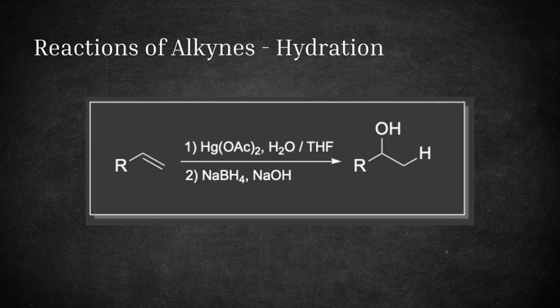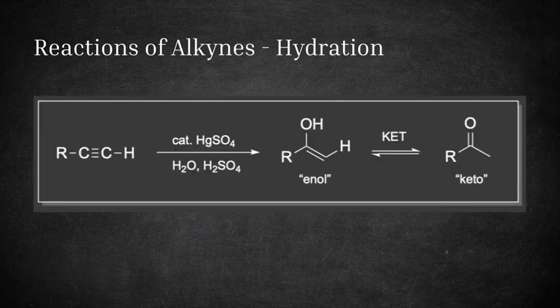Recall that oxymercuration followed by demercuration of alkenes yields an alcohol with Markovnikov regiochemistry. In this transformation, an alkene is treated with mercury(II) acetate in water and tetrahydrofuran, THF, during the first step, followed by a reduction using sodium borohydride, NaBH4, and sodium hydroxide, NaOH, in the second step.